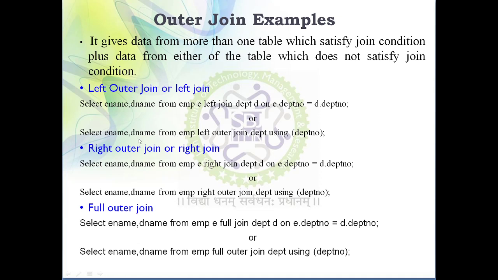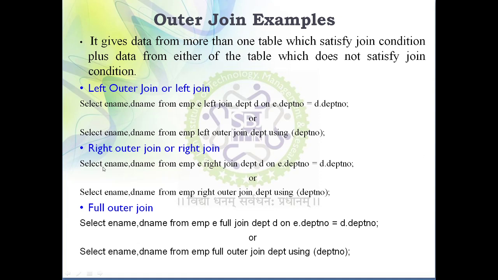select ename, dname from employee left outer join dpt using dpt-no. The purpose of both the queries is the same, only the way of writing is different. Now this is a left outer join, similarly right outer join. Now again the problem is the same.